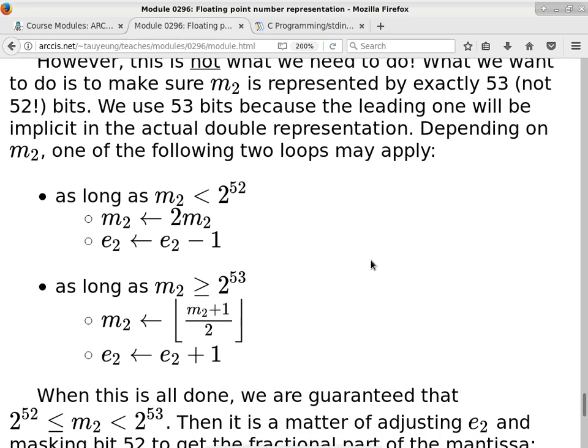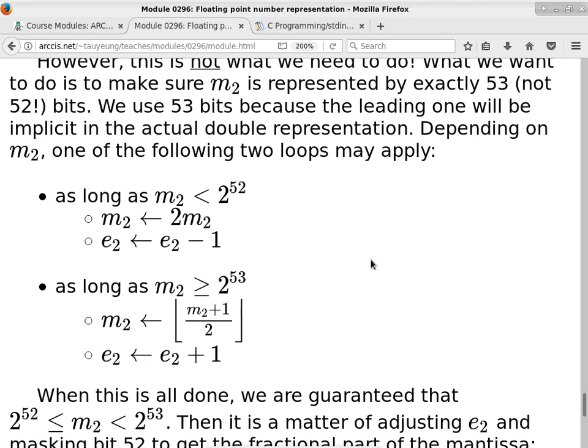So in order to do what we need to do, we're going to do these two loops because we want our mantissa to have exactly 53 bits, including the 1 point. That means before the normalization, if M2 is using fewer bits than 52 bits, let's pump it up. We'll keep multiplying M2 by 2 and adjust the exponent accordingly until we fill up exactly 53 bits. So it becomes 1 point something something, with 52 bits to the right hand side of the binary point.